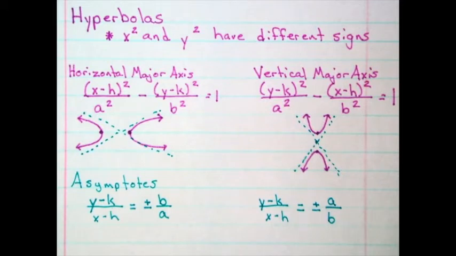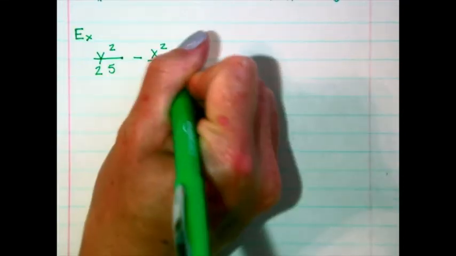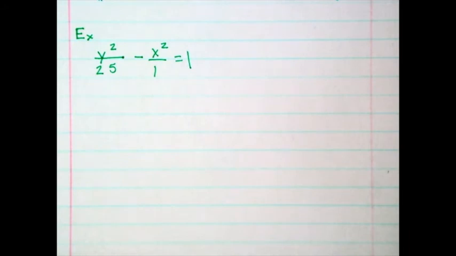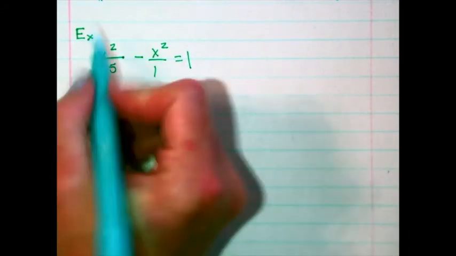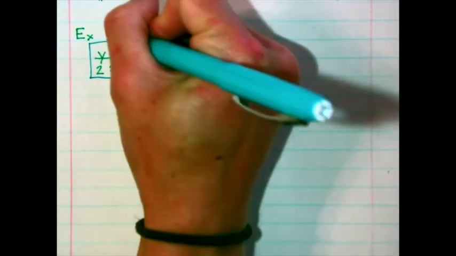Now in these cases, the a value is always the one that's with the positive squared term, and the b value is always the one that's with the negative squared term. So let's look at an example. We'll start out simple. Now we know that the y-axis is going to be the major axis.